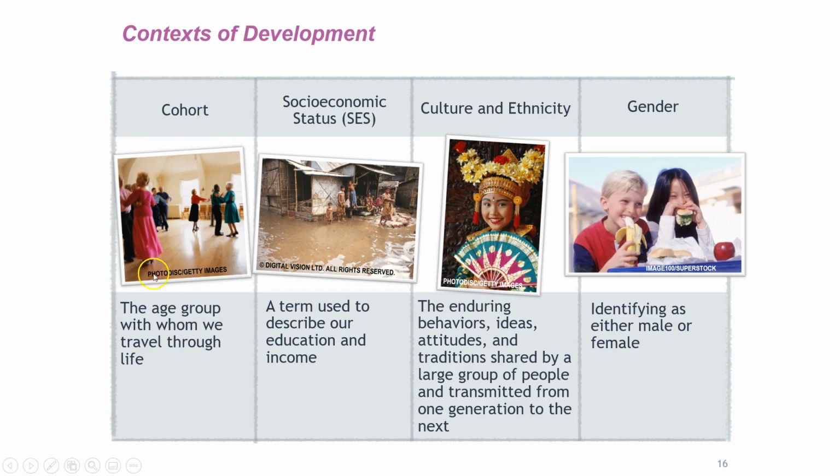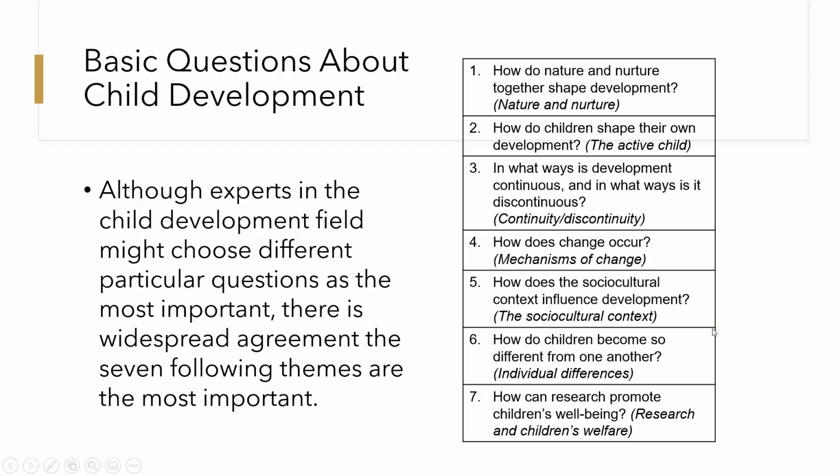Cohort, what group you're in, the age group with whom you travel through life. Socioeconomic status, a term to describe our education and income. Culture and ethnicity, right? Enduring behaviors, ideas, attitudes, traditions of a group of people transmitted from one generation to the next. And gender, whether someone identifies as male or female and how that impacts development.